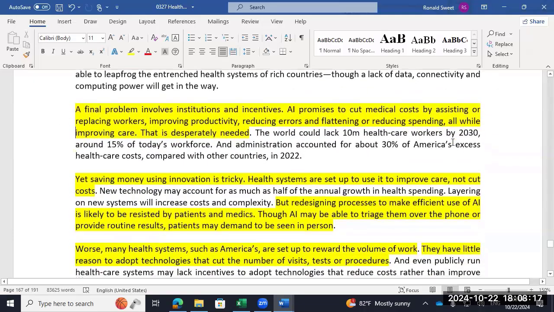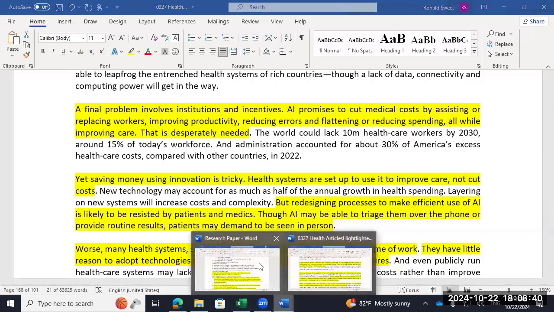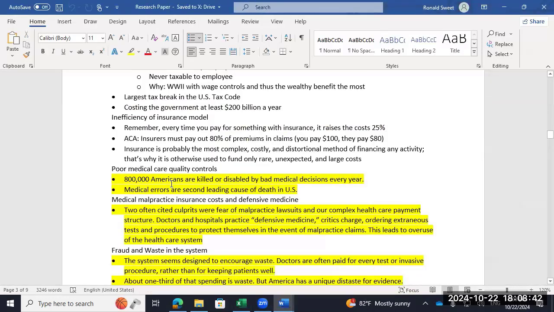So he's talking about the incentives. AI promises to cut medical costs by assisting or replacing workers, improving productivity, reducing errors, and flattening or reducing spending, all while improving care. That's definitely needed. The healthcare systems are set up to improve care, not cut costs. I'm going to put that in. I love that one: inefficiency is encouraged. I just like that.